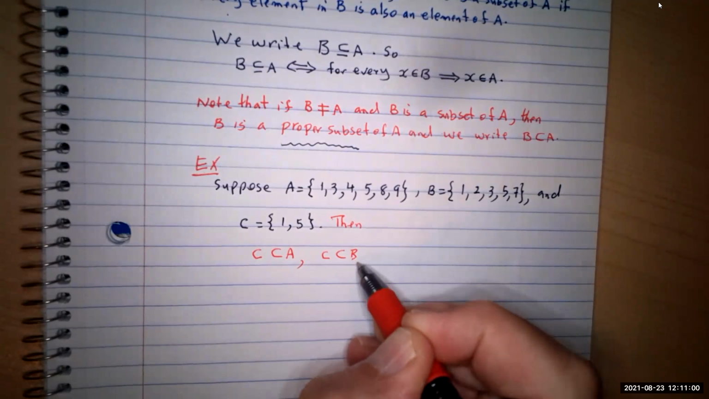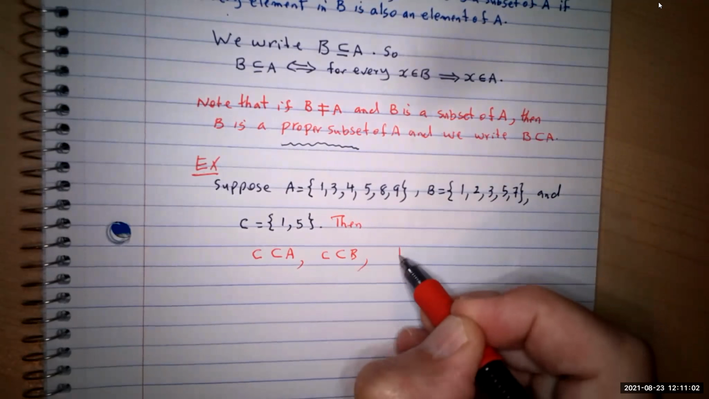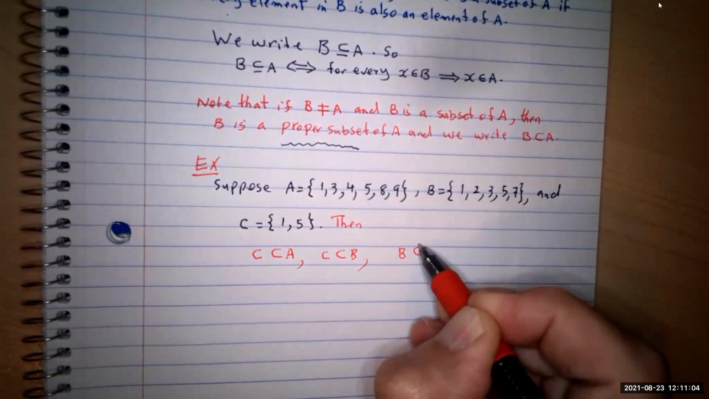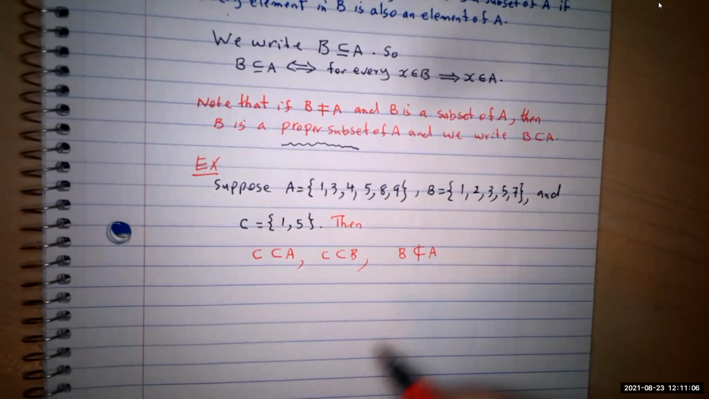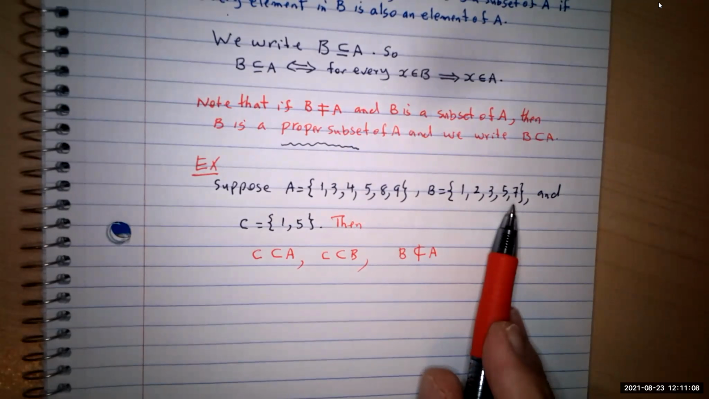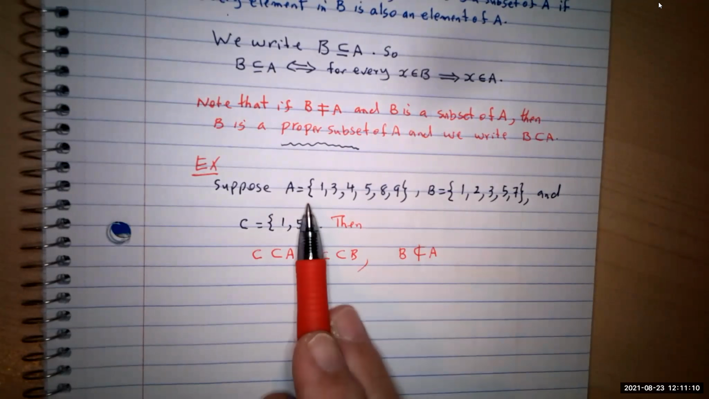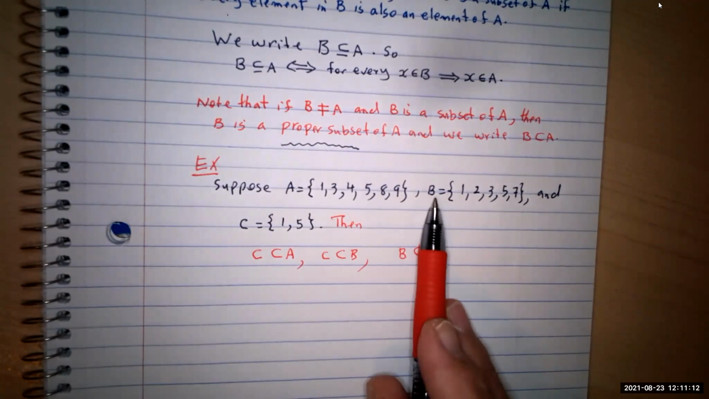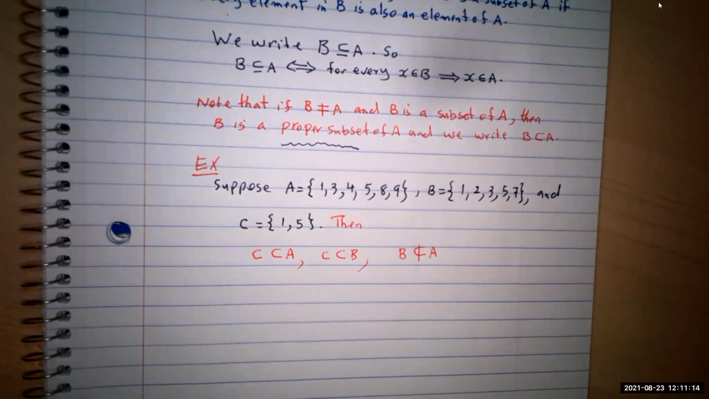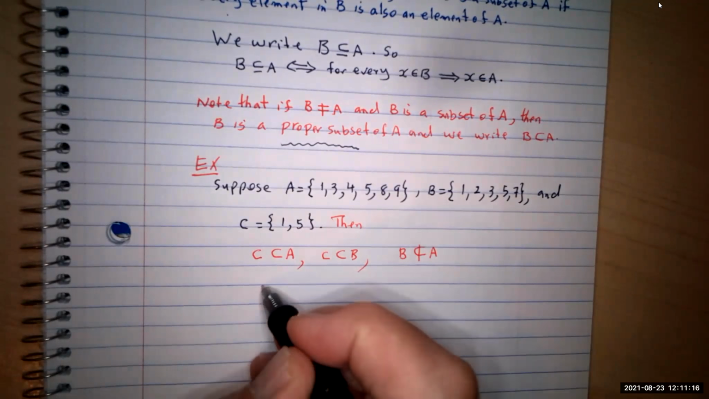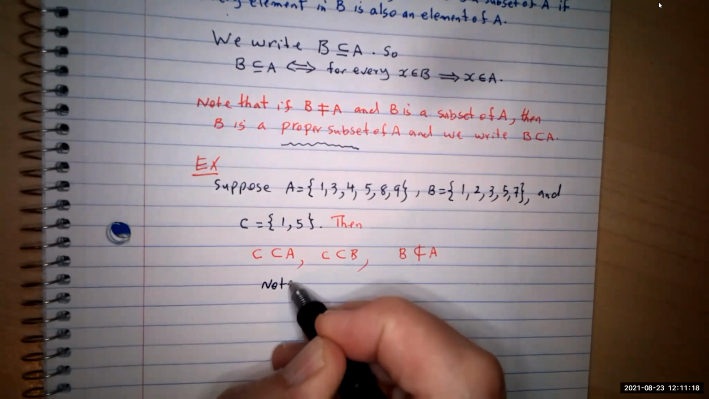That's all you have to do. But as we talked about, B is not a subset of A. It's not because B has the 7. Yes, we have the 7 here, but there is no 7 in A. So for the future, look at this one.